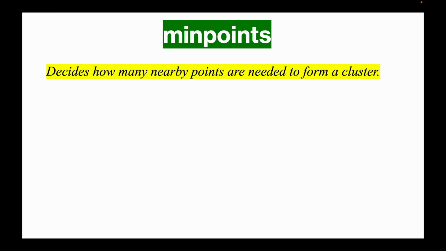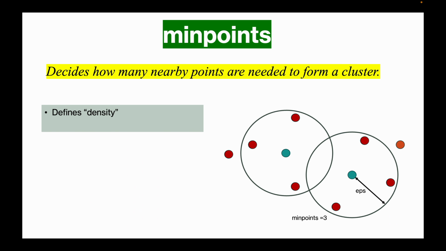Next is minimum points. Minimum points decides how many nearby points are needed to form a cluster. It defines the density. So here the minimum points is 3.